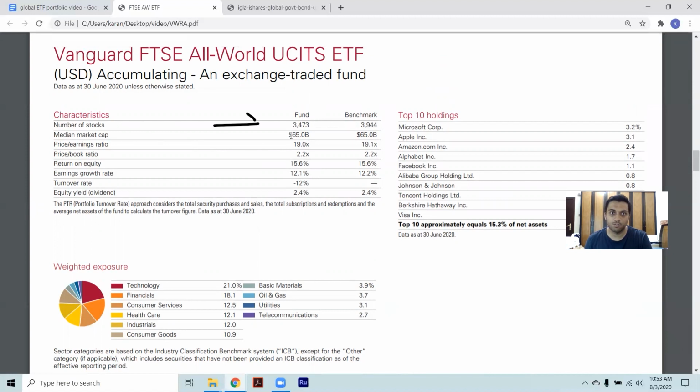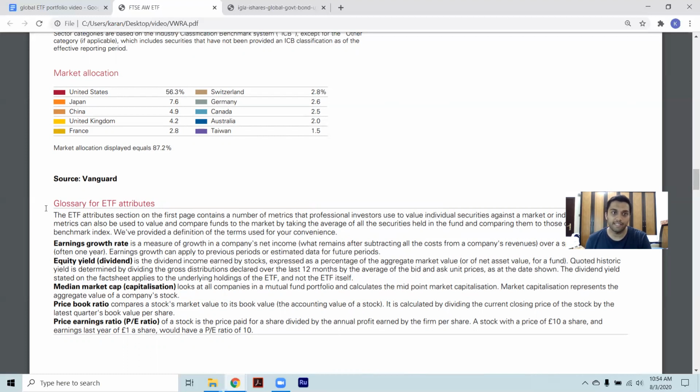You could see that this fund holds 3,473 stocks in the ETF. What this implies is that there's less risk of a single company having an impact on your portfolio because you're so diversified across a broad range of industries and geographies that one stock doing badly or doing well does not affect your portfolio so much. It has to impact the market as a whole for your portfolio to be affected. If you're interested in learning about the other characteristics, the glossary for ETF attributes gives you an idea about the characteristics. You can read into this and that will help you understand the ETF better.